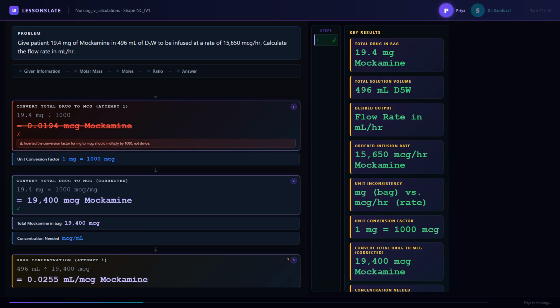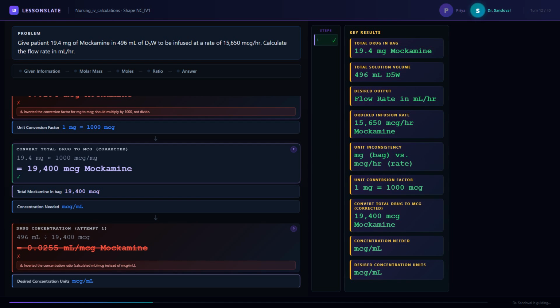So 496 milliliters divided by 19,400 micrograms. I get 0.0255 milliliters micrograms. Is that how I find the concentration? You're getting very close to calculating the concentration, Priya, and it's good that you included the units in your result.